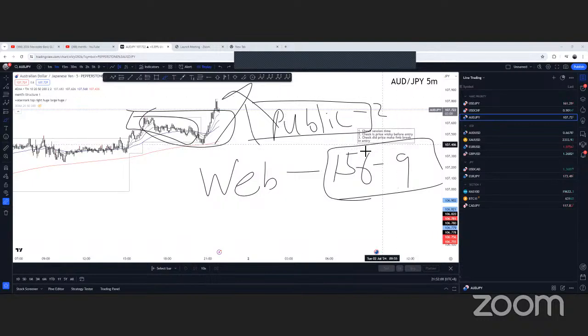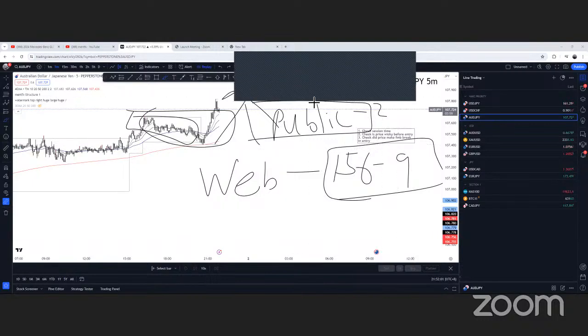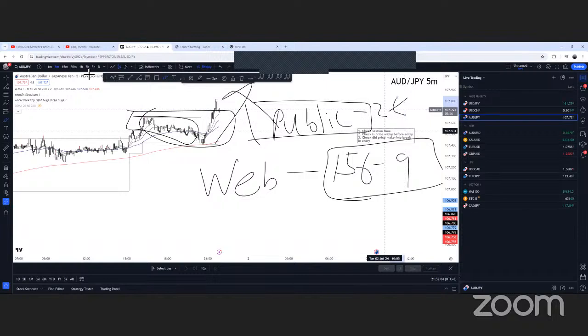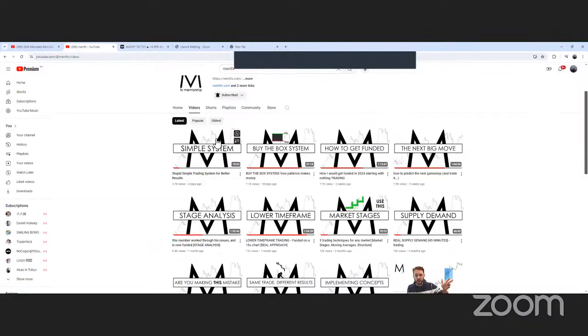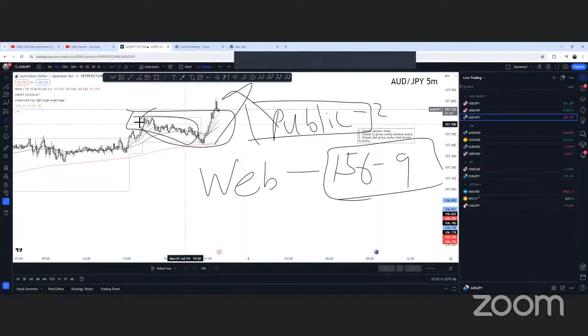Again, maybe the screen. That's the problem, right? That's why I'm wondering why I can't do annotation. It's crazy. All right. So on public we have two videos, which is this one, the simple system, and the buy the box system. These are the two where I primarily talk about you buy this box and just go.